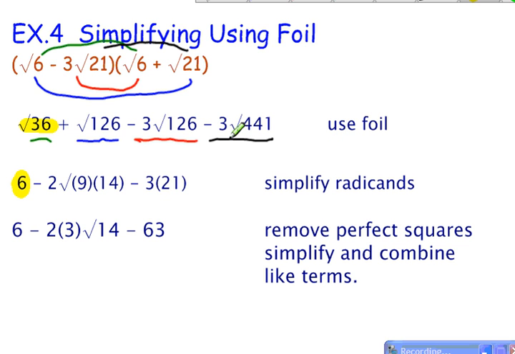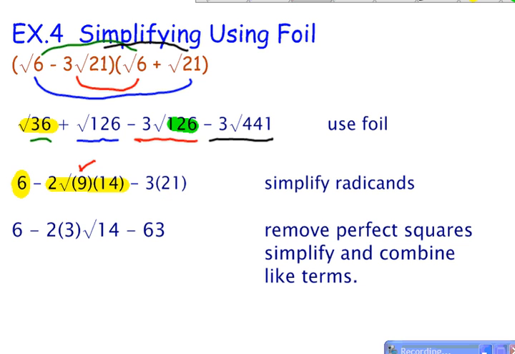I combined my like terms here. I had negative 3 radical 126 plus 1 radical 126 left me with a negative 2 radical 126. Now in doing that, I went ahead and broke that 126 down into its factors, one of which is a perfect square, our 9 there. 9 times 14 is 126.